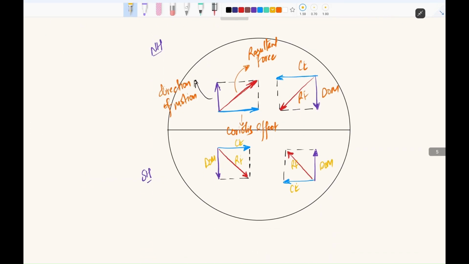So in case of the southern hemisphere, we can see that the direction of motion is this, the Coriolis effect is this, and the net resultant force is this. So deflection is towards the left of the direction of motion. Similarly, the direction of motion is this, the Coriolis effect is this, and the net resultant force is this. So deflection is towards the left of the direction of motion.